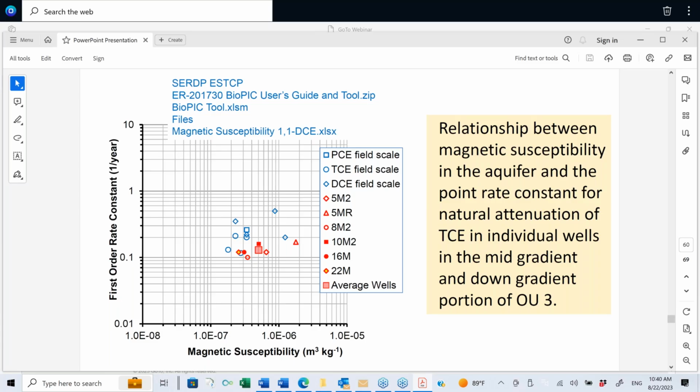And so what we see here is that at this site in Phoenix, the rates are actually a little bit slower than what we've seen at other sites. And you'll notice that whereas the rates of attenuation per year vary by about a factor of 2, the magnetic susceptibility varies almost an order of magnitude. So it's not a one-to-one relationship at all. That faded red square is the average of the geometric means of the first order rate constants and geometric means of the magnetic susceptibilities.